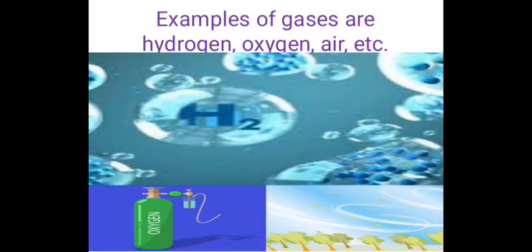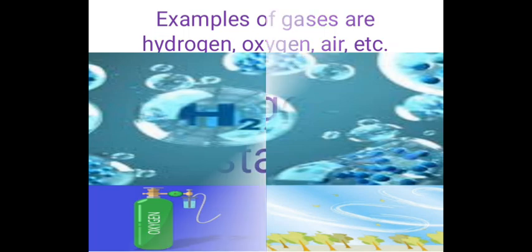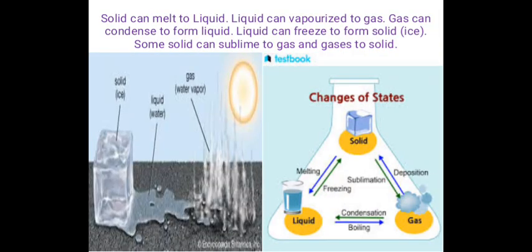Examples of gases are hydrogen, oxygen, air, etc. Now let's look at changes of states. Solid can melt to liquid, liquid can vaporize to gas, gas can condense to form liquid, liquid can freeze to form solid, as in ice. Some solids can sublime to gas and gases to solid. So these are the changes that matter can undergo.